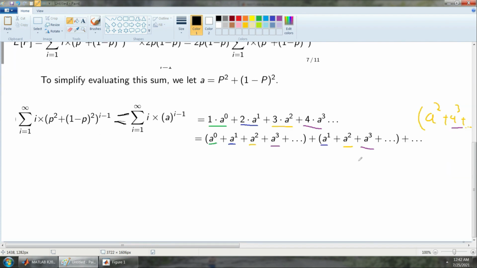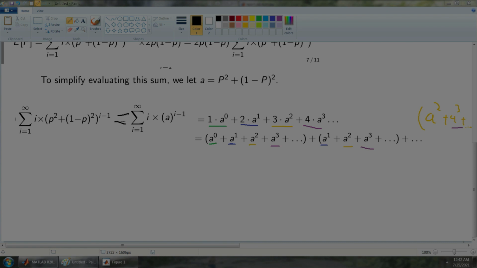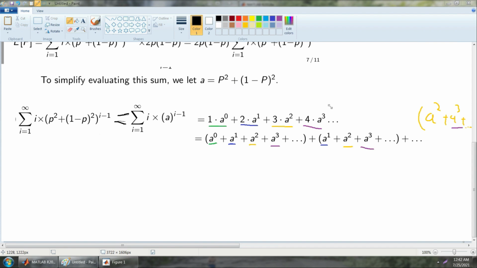Well, I'm doing this because it allows me to use things that I know about geometric sums to actually evaluate this sum. So this is a standard trick, and it can be confusing the first time you see it, but let's jump to the next line. So here I can rewrite this whole sum as a double sum, right? Each one of these terms could be rewritten as a sum. So this term here would be the sum from, say, i equal to 1 to infinity of a to the i minus 1, right? So I start at 0 and go up.